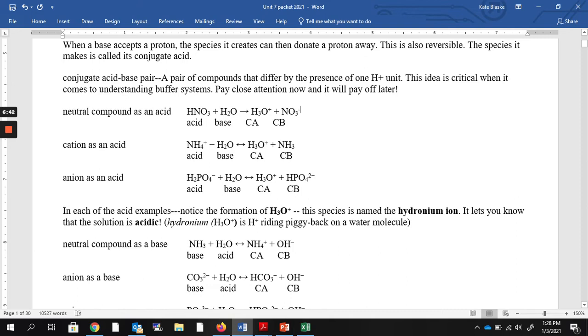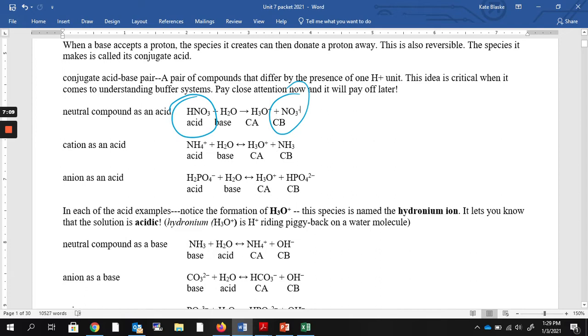Now I can look over on my product side and I can figure out whether things are acting as acids or bases. So if I have HNO3 here, that's the only source of nitrogen, right? So if I look at my product side, I've got nitrogen here. So I know that this HNO3 is connected to this NO3. I know that they are related to each other across that arrow.